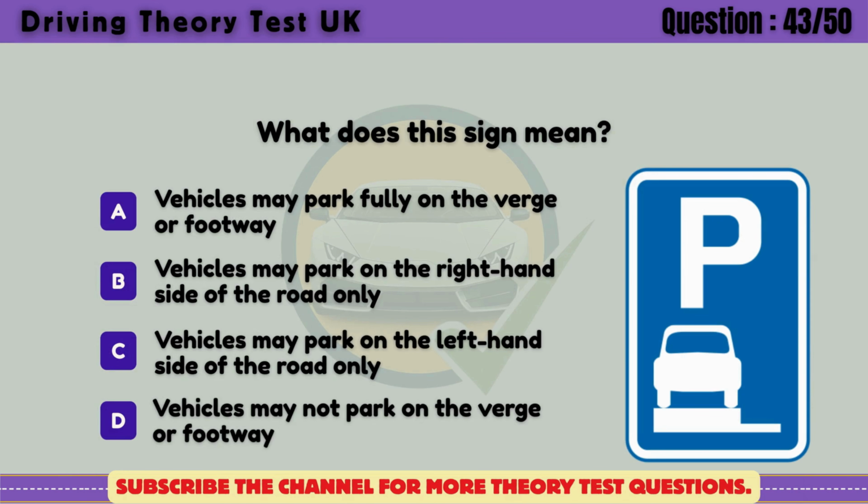Question 43. What does this sign mean? Option A. Vehicles may park fully on the verge or footway. B. Vehicles may park on the right-hand side of the road only. C. Vehicles may park on the left-hand side of the road only. D. Vehicles may not park on the verge or footway. Answer is A. Vehicles may park fully on the verge or footway.